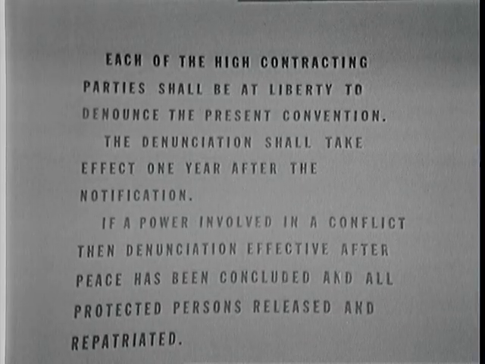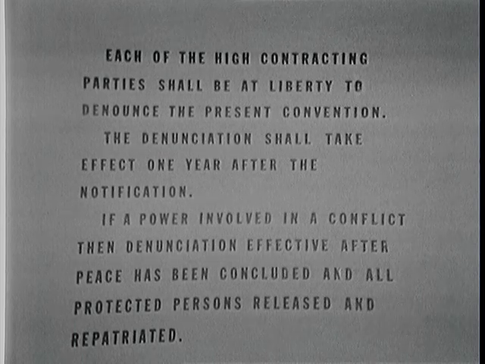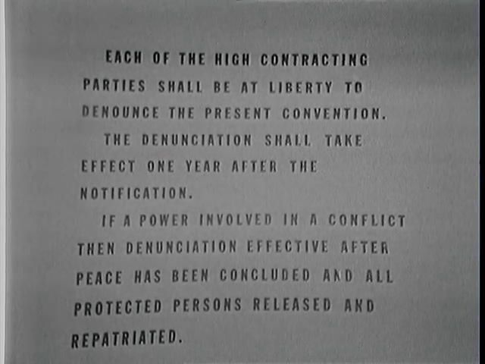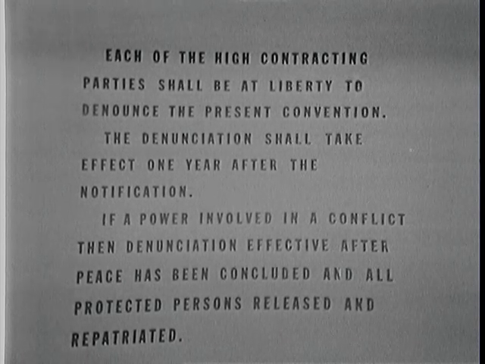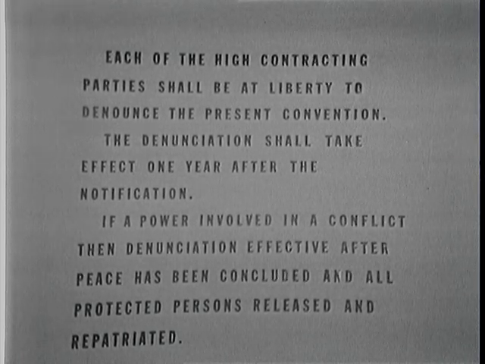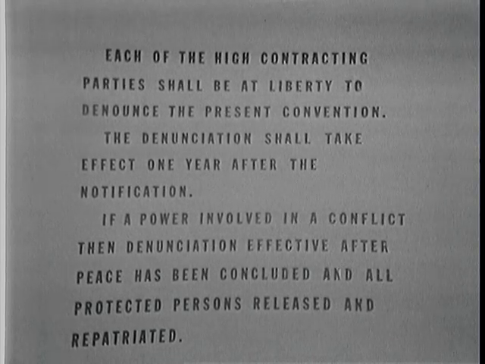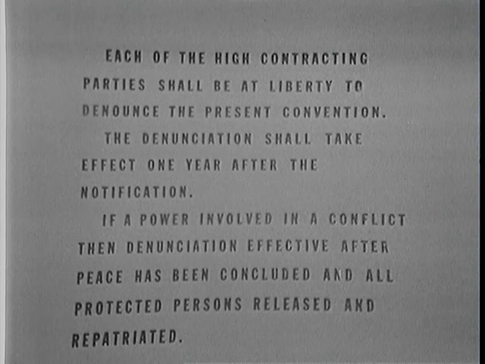A very important point of the convention was the right for a state to denounce. On our next chart, we see that each of the high contracting parties shall be at liberty to denounce the present convention. The denunciation shall take effect 1 year after the notification. If a power involved in a conflict denounces, then the denunciation is effective after peace has been concluded and all protected persons released and repatriated. Now this is extremely important, the last provision, that the convention will apply and a state cannot denounce while the conflict itself is going on.